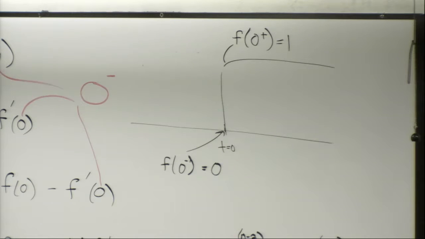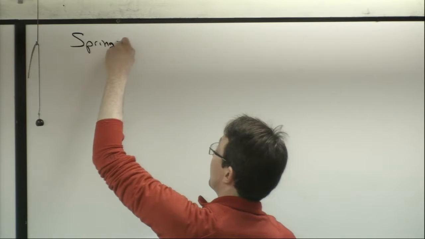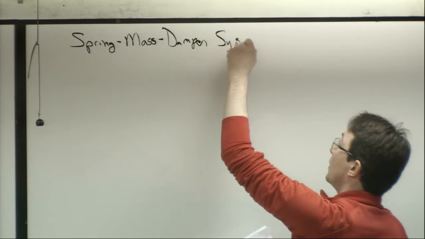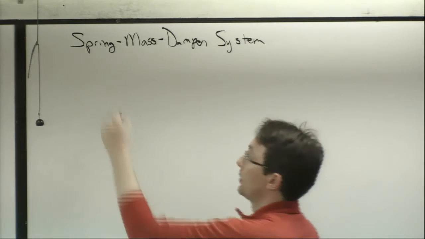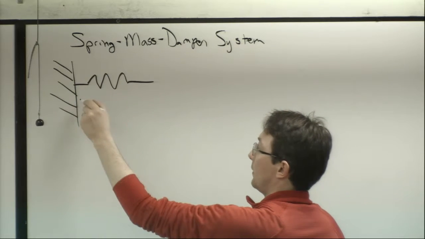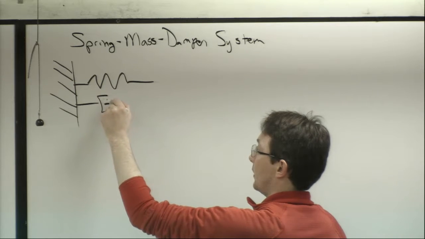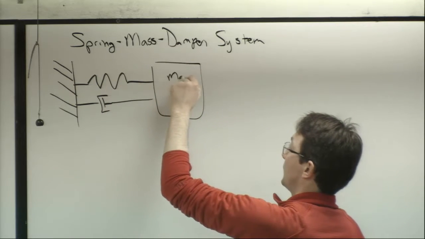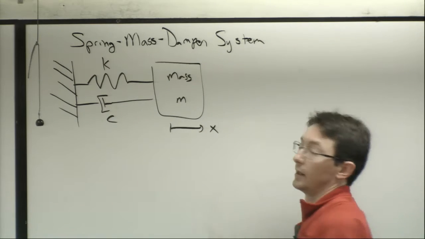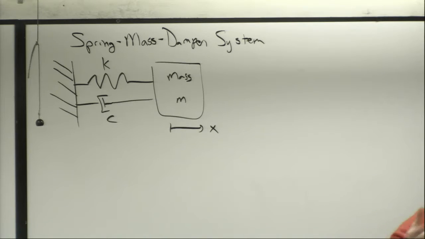So what we're going to do is revisit a relatively simple example that we've looked at before, which is the spring mass damper system. Just to refresh your memory, we have some fixed wall, a spring, a damper, and some mass m. We're interested in the position of this mass as it moves back and forth, based on Newton's second law.